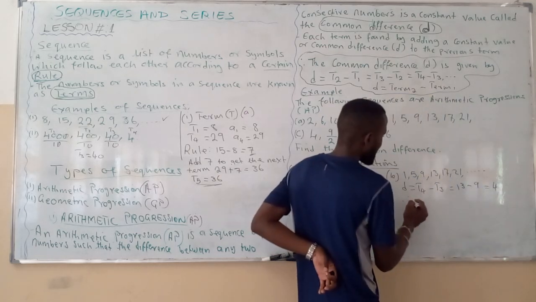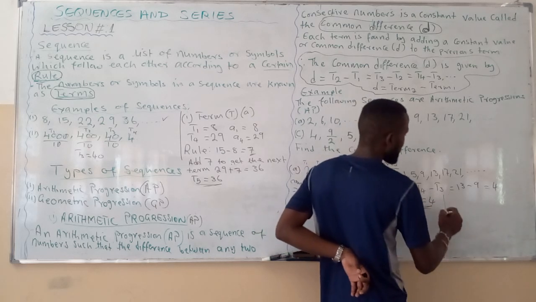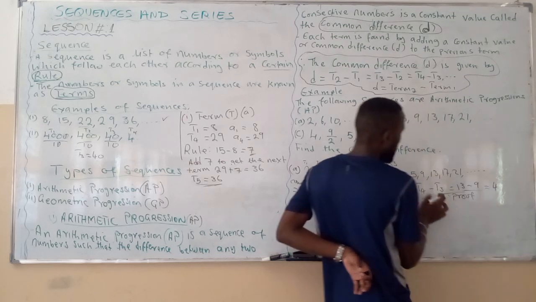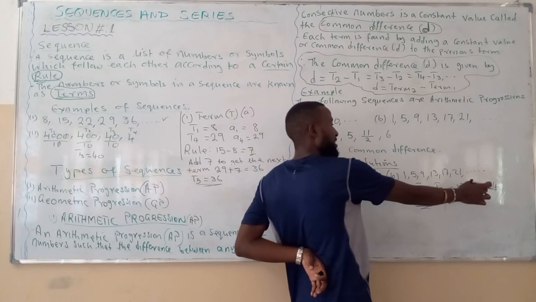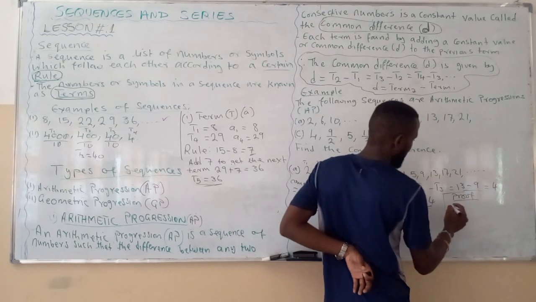Therefore, the common difference is equal to 4. That is true. Let us prove now. Let us prove this is true. Let's say proof. We are going to add the first term to the common difference and see if we are finding the next term.